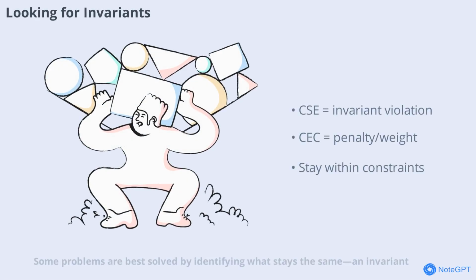Some problems are best solved by identifying what stays the same, the invariant. Here, CSE measures how much a candidate solution or operation violates the invariant. If you're far from preserving it, CSE is high. CEC then acts as a penalty or weight, pushing you to stay within the invariant-preserving space. This approach is especially powerful in algorithms and physics, where conservation laws guide the solution. As you approach the invariant, CSE drops and CEC can relax, letting you focus on other aspects.